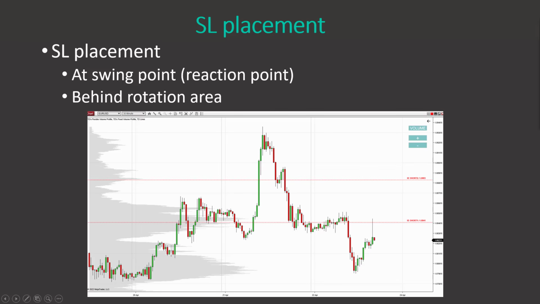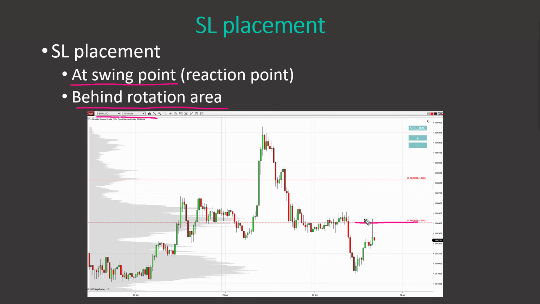Now, let me talk a bit about stop loss placement. There are basically two rules to follow. You place your stop loss at a swing point and behind a rotation area. Now let me demonstrate this. What you're looking at is the euro dollar 30-minute chart, and I took this picture last week. This was a prediction from my members area where I predicted those two short levels.